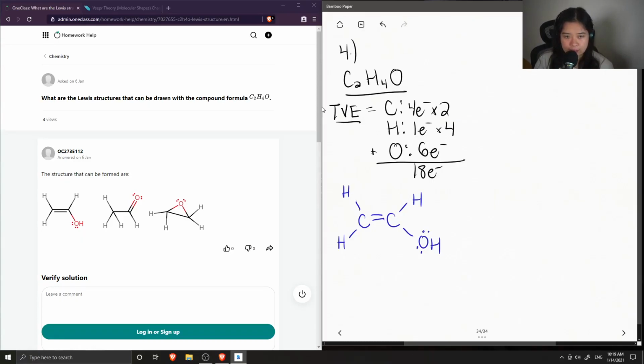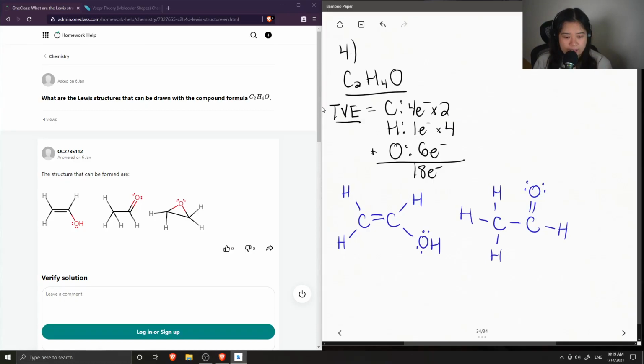And we can also experiment and draw out if a carbon was double bonded to an oxygen, and then draw out all the different hydrogens. Again, having the lone pair on the oxygen, this also gives us 18 valence electrons with the same formula.